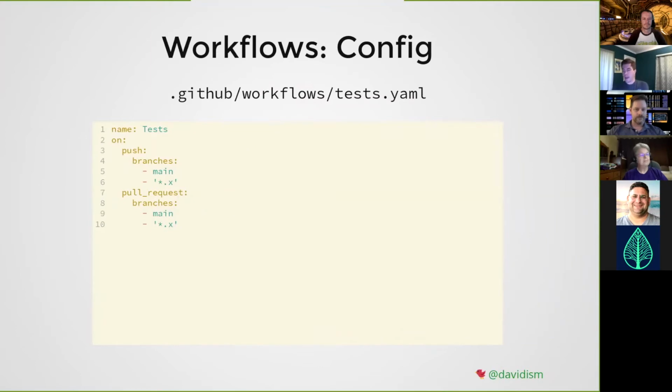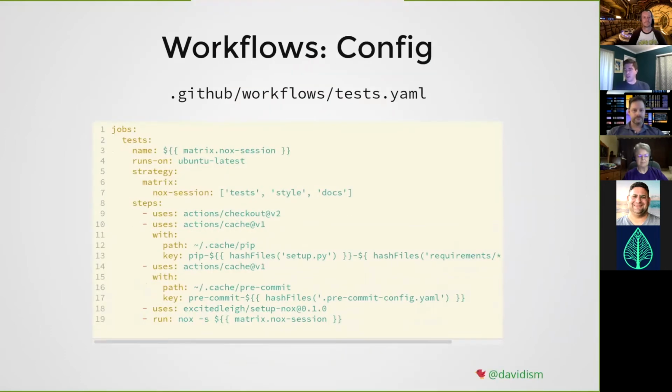So GitHub Actions are defined with a YAML file. This workflow will run on pushes and pull requests to main or version maintenance branches. That's what push, pull request, and then the different branch names here.